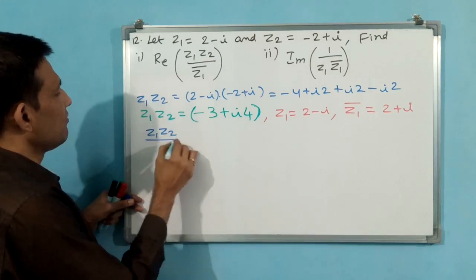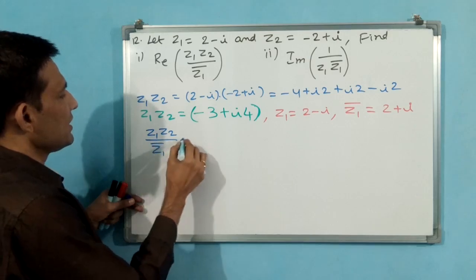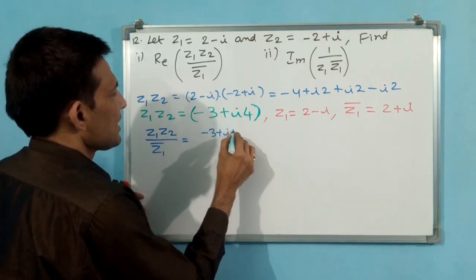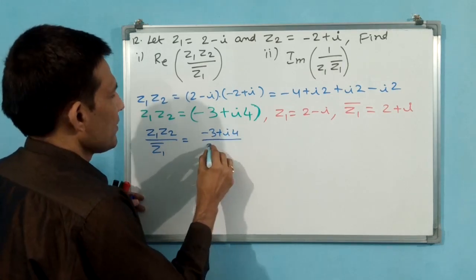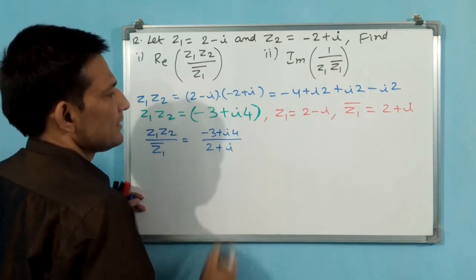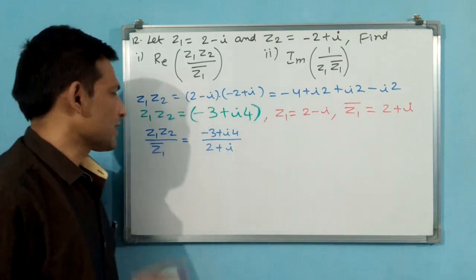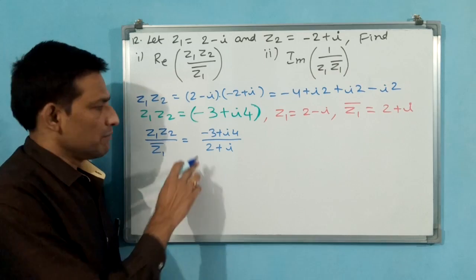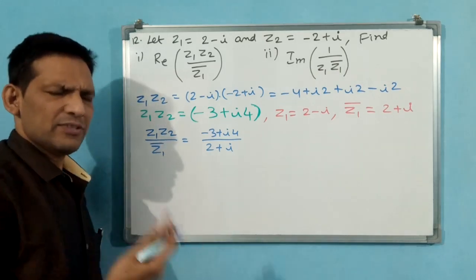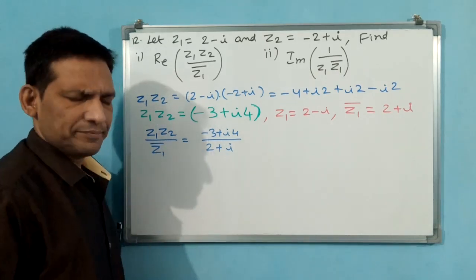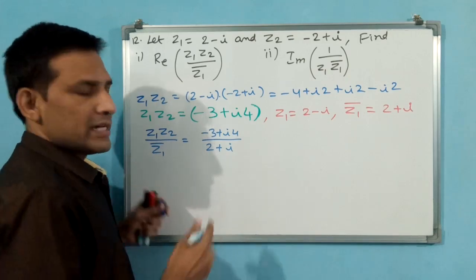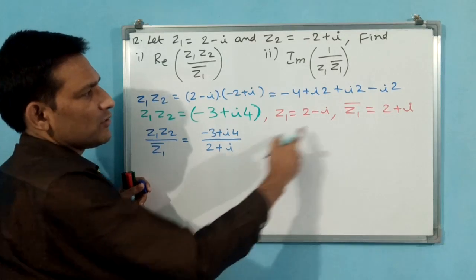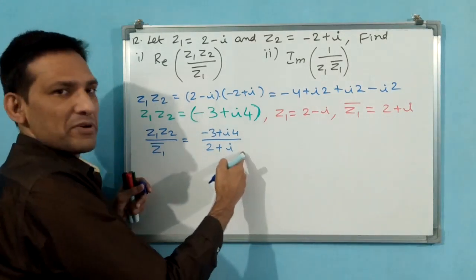Z1, Z2 by conjugate of Z1 is equal to minus 3 plus i4 by 2 plus i, conjugate of Z1. Okay. Now see, we don't know division. You have to multiply by taking its inverse. Or else directly you can do rationalization. I am doing rationalization. How do we have to do it? Multiply by 2 minus i, then automatically Z1 only is going to come.